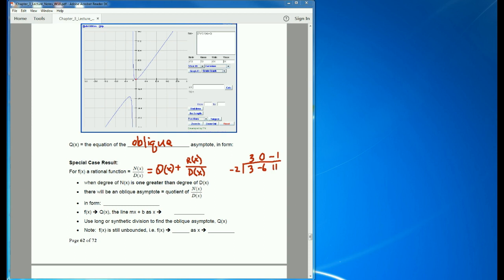So remember how synthetic division works. This is the remainder. I meant to make an R. And this is q of x, our quotient. This is going to be 1 degree less than what we started with. We started with an x squared, so this is going to be an x. So in other words, 3x minus 6. That is my quotient.